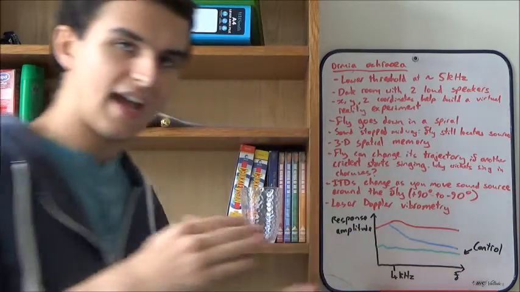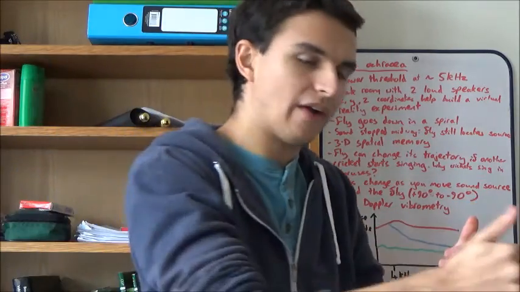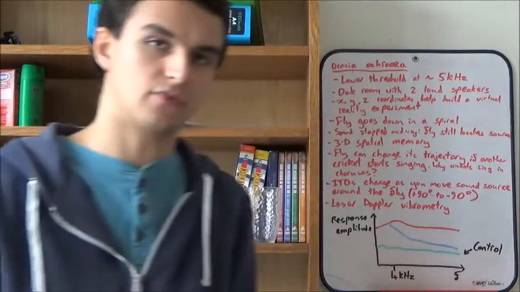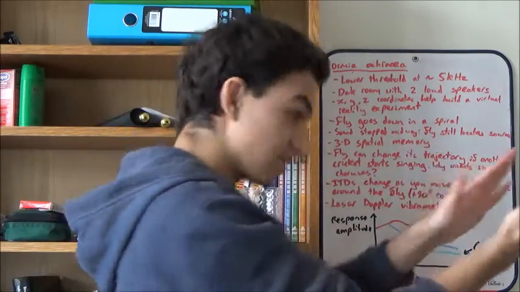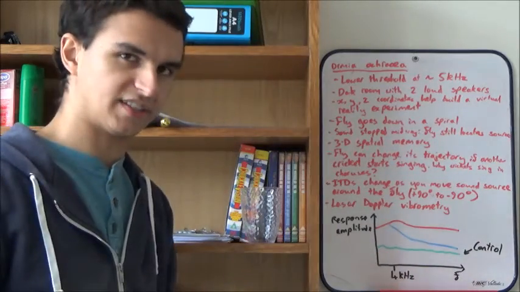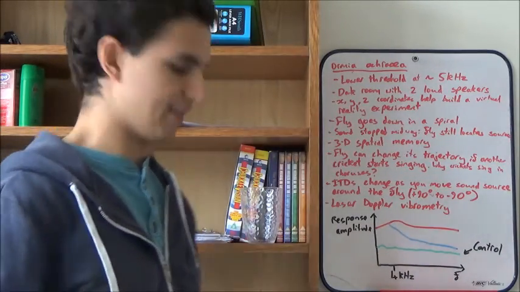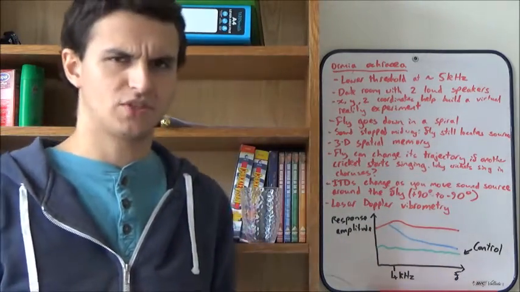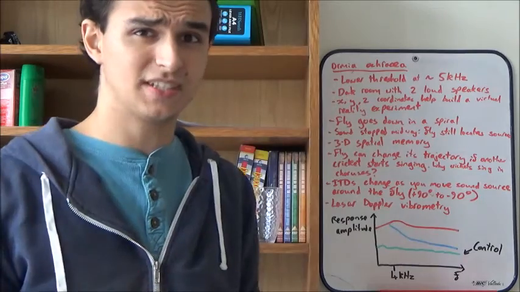And they found that as a sound source was moved around them, the ITD, the interaural time difference, changed. And this was moved from plus 90 degrees to minus 90 degrees. Now, a technique that was used in this is called laser Doppler vibrometry, which sounds very technical, doesn't it? That's because it is very technical.